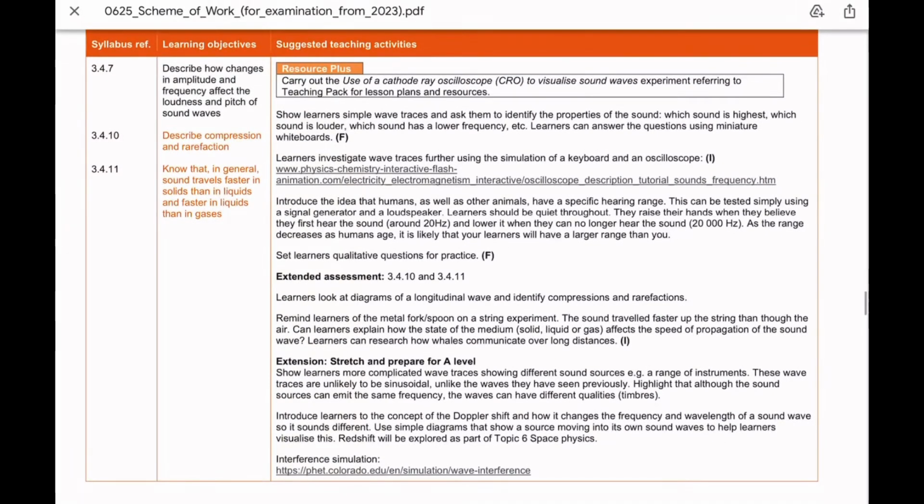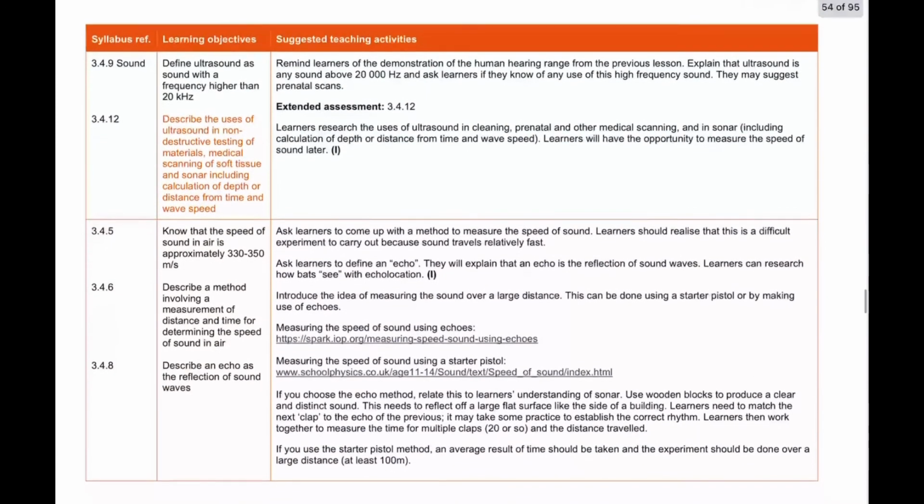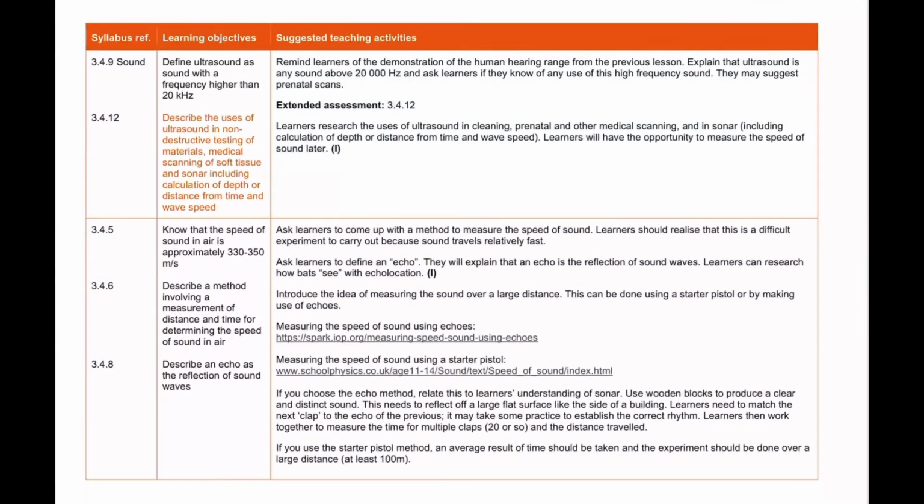Describe how changes in amplitude and frequency affect the loudness and pitch of sound waves. Describe compression and rarefaction. Know that in general sound travels faster in solids than in liquids and faster in liquids than in gases. Key concept 3.4.9 Sounds.